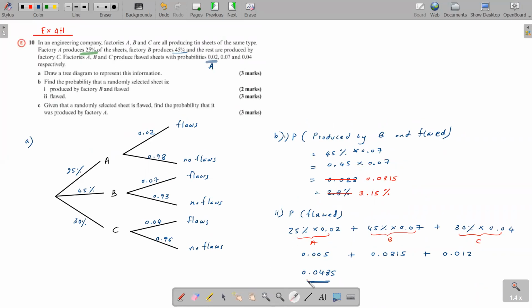Okay, right. So moving on to part C, they say given that, okay, guys, so there's a special word here. Can you see? They use the words given that. Okay, given that a randomly selected sheet is flawed.